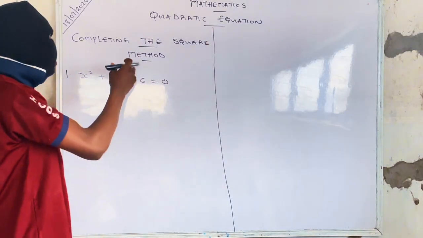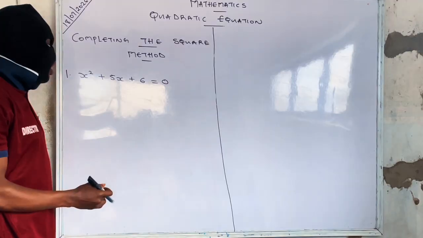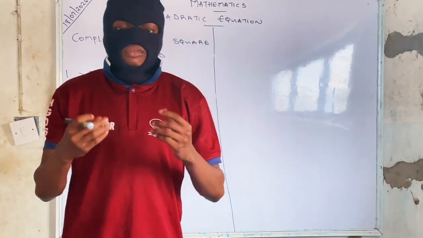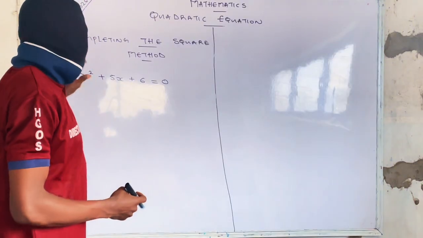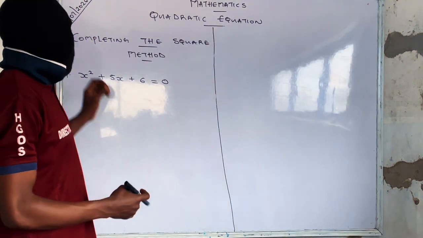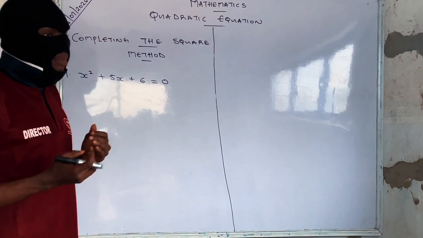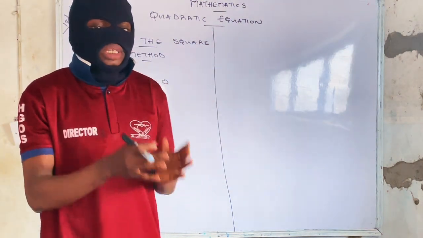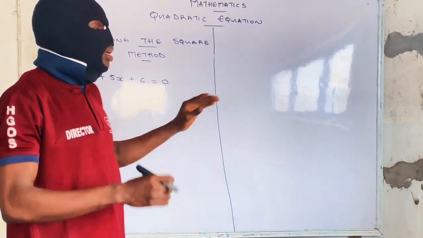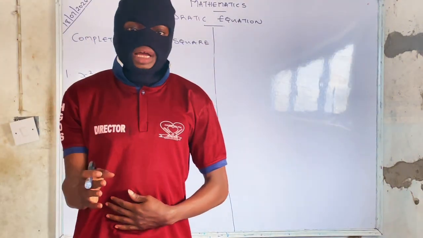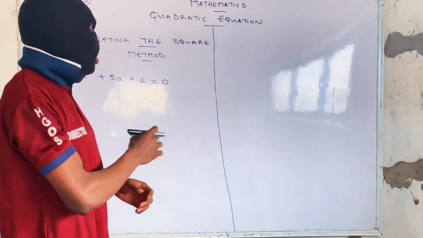We want to use the completing the square method to solve this question. You look at this question, it is very familiar because when we were dealing with the factorization method, we did a question like this and we were able to get the values of x. Now, if you use the completing the square method and you get the same answer as with the factorization method, then it means that what you have solved is correct. But if you get a different answer, then what you have solved is wrong.